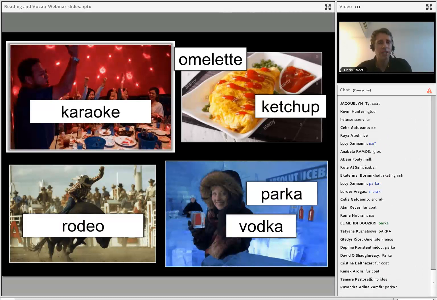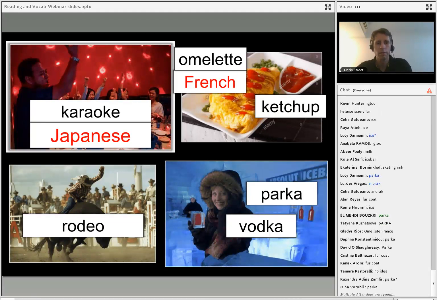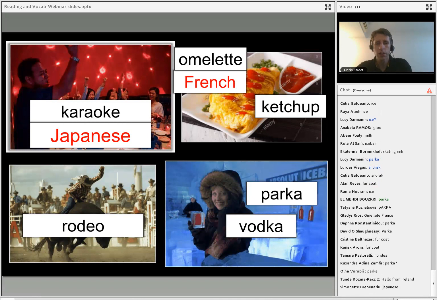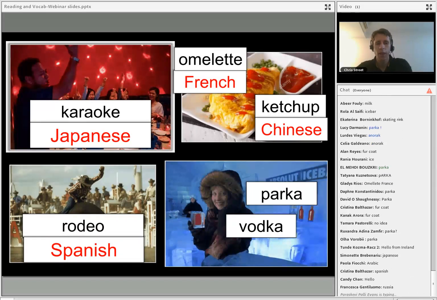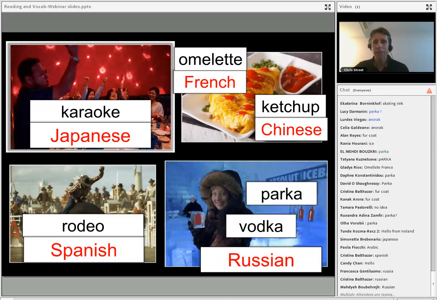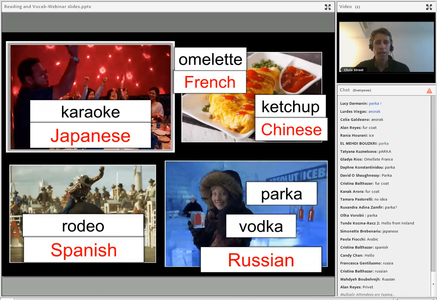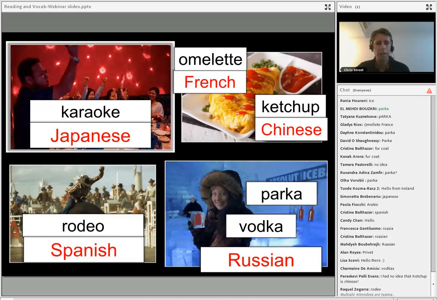So which languages do these come from? Well, of course, karaoke is from Japanese. Omelette is a French word. Ketchup actually comes from Chinese. Rodeo is a Spanish word. Vodka, of course, is Russian. And I believe that parka isn't actually part of the Russian language, but it comes from an old language that originated in Russia. So any Russian people on the call, you might be able to check that out and double check that I'm right on that.